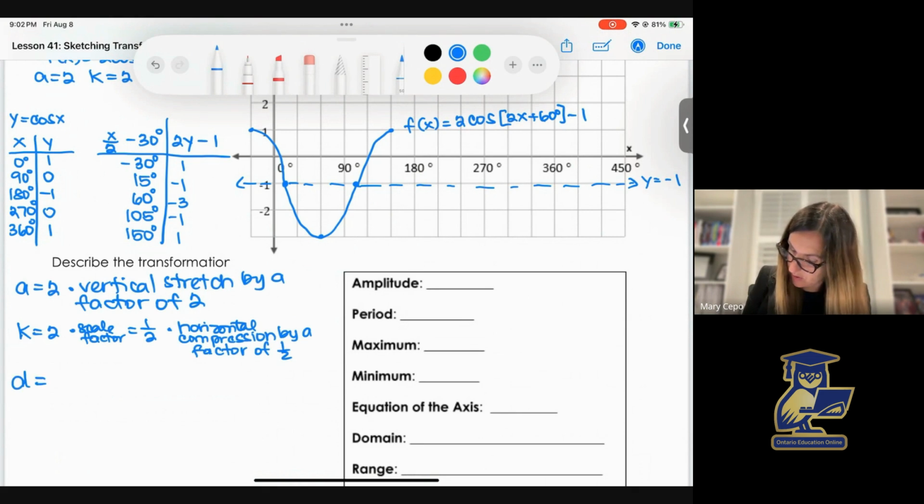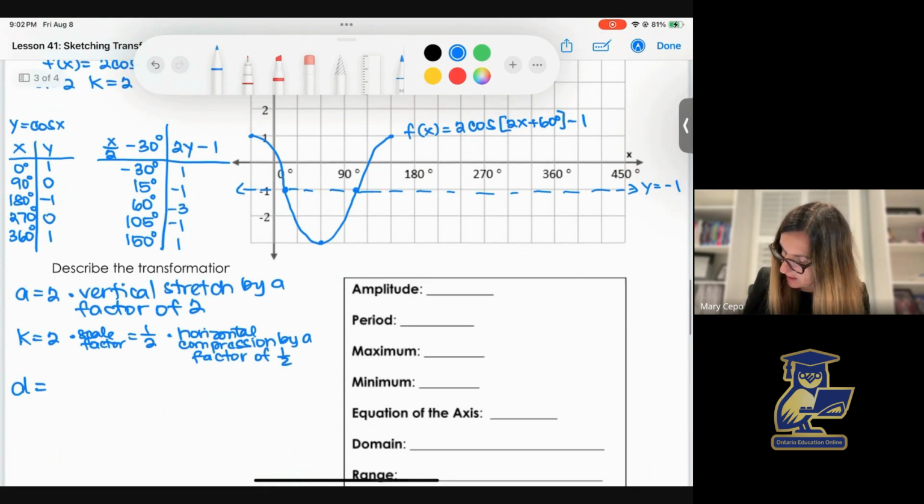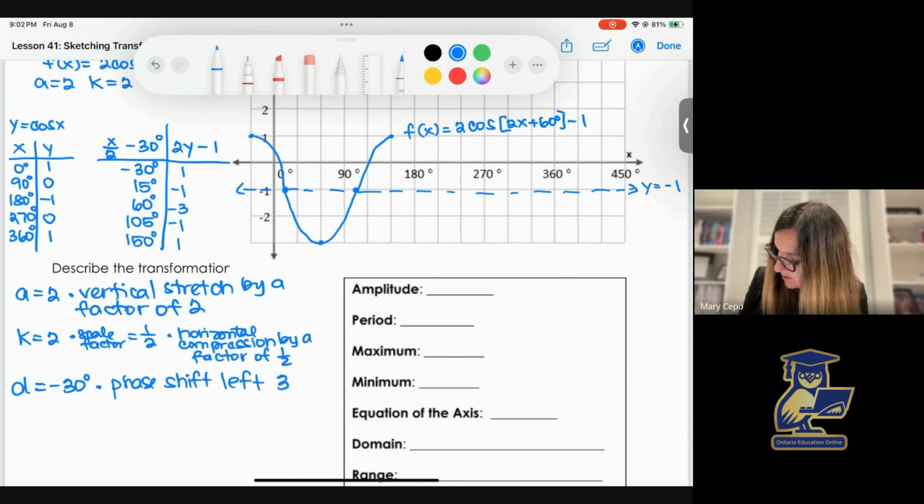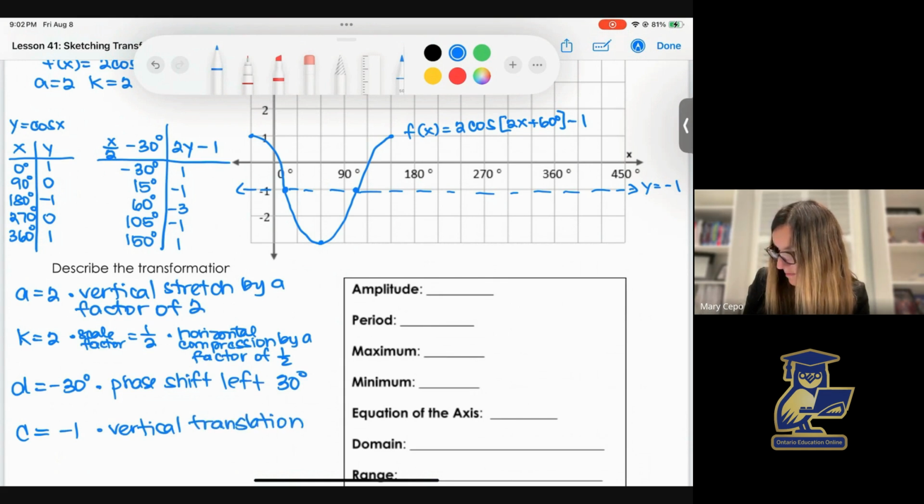D is equal to, we said, negative 30 degrees. So that would be a phase shift left, 30 degrees, and C is that equation of axes, which is -1. So that's a vertical translation. We're going down 1 unit.